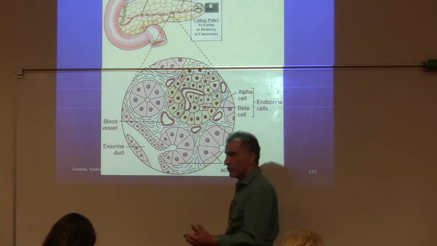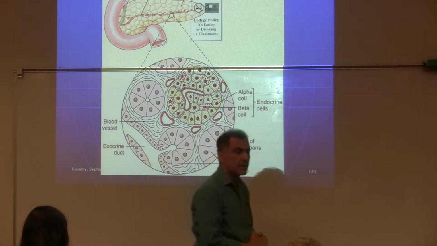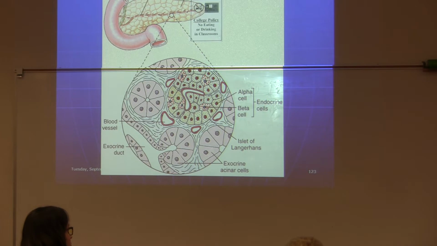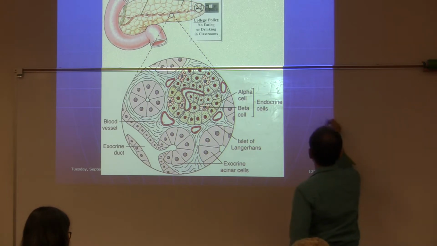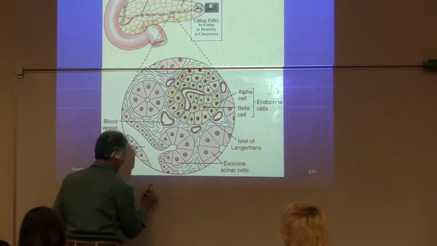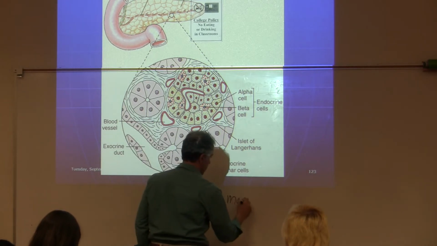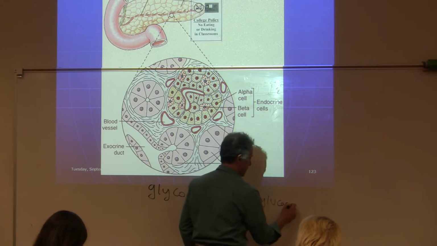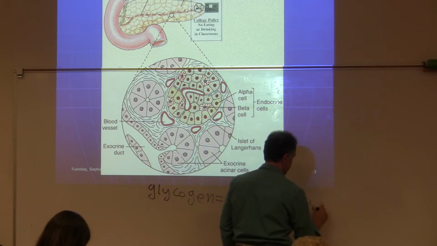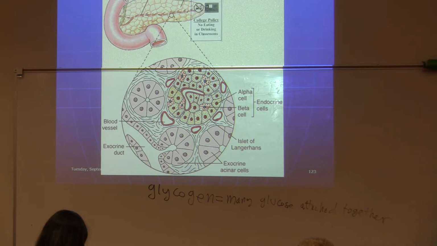Insulin allows sugar molecules to get access into the cells of the body, primarily muscle and liver. Those are the two main storage houses for glucose molecules. And glucose is stored as glycogen. You learned this in Biology One: glycogen is many glucose molecules attached together. That's what glycogen is. And of course, insulin allows those to enter into the cells.